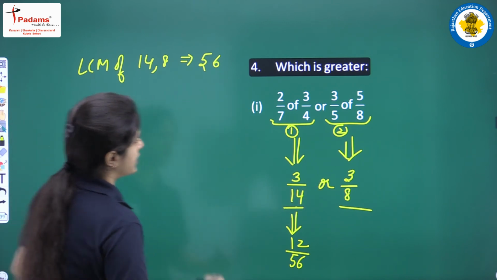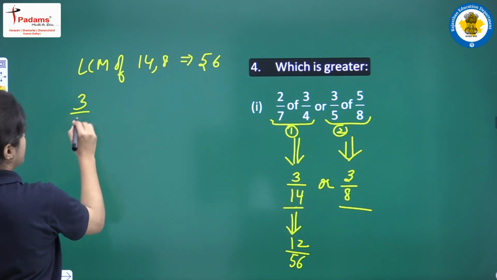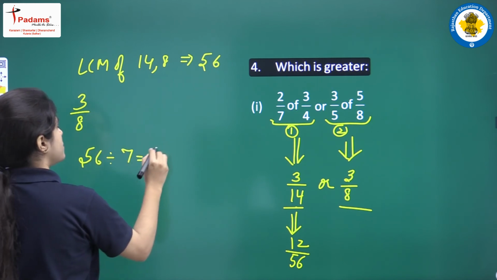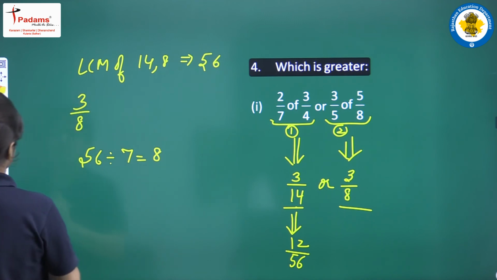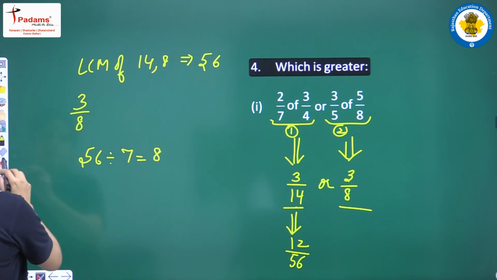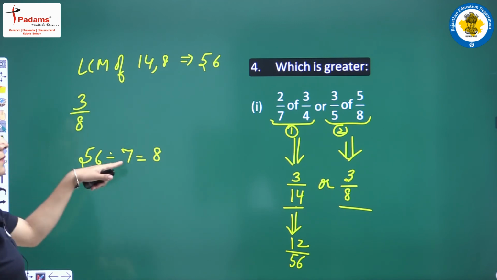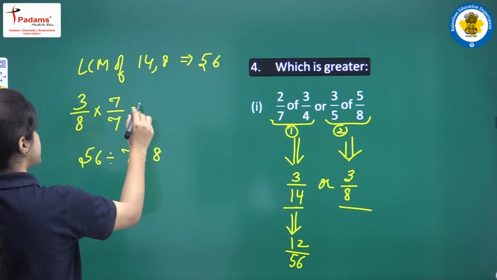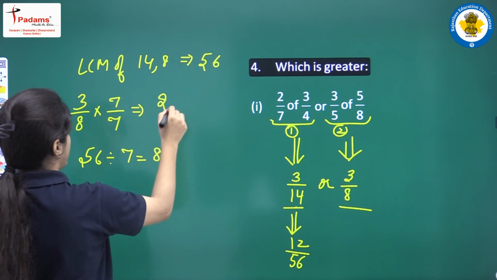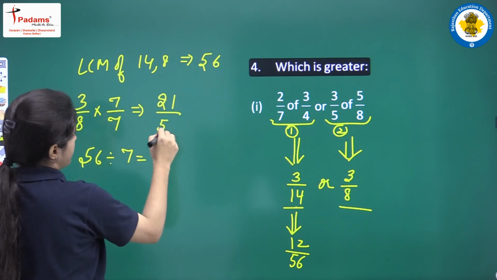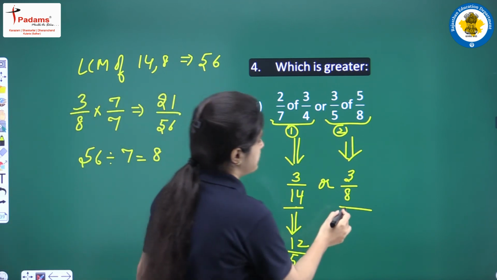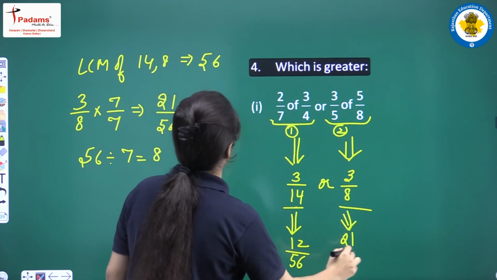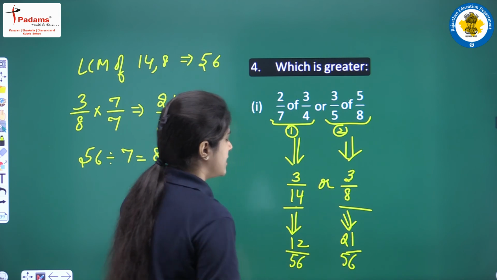Now, students, the next thing, that is 3 upon 8. 56 divided by 8 is equal to 7. So, we have to multiply both the numerator and the denominator by 7. So, 3 into 7 is equal to 21 and 8 into 7 is equal to 56. So, this will turn out to be 21 upon 56, alright students.